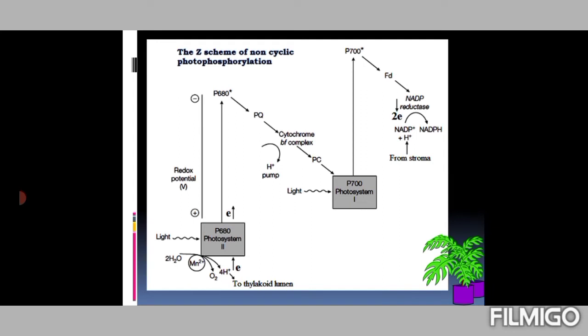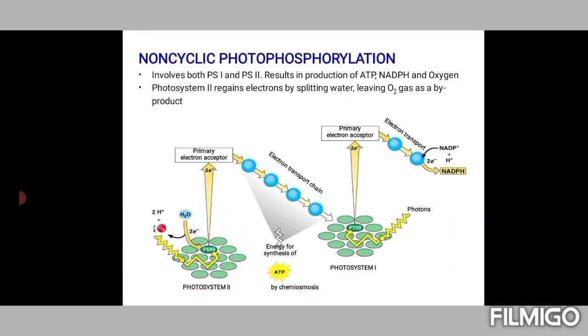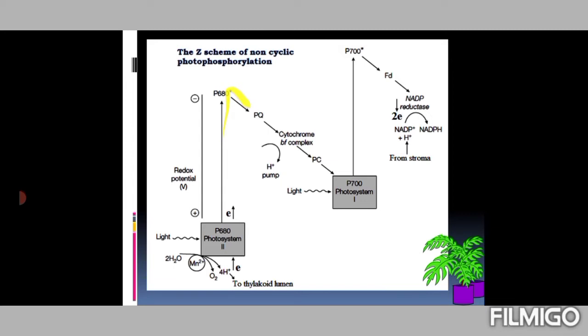Per two molecules of water split, a molecule of oxygen is released, as well as electrons. Four electrons are released, which fill the hole created at P680. So you can assume that through this the electrons travel, and it is those electrons which reduce NADP plus to NADPH also. Now what remains is H+. Those four H+ are released into the thylakoid lumen. So this again contributes to the synthesis of ATP later.